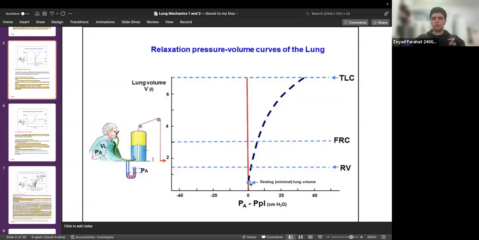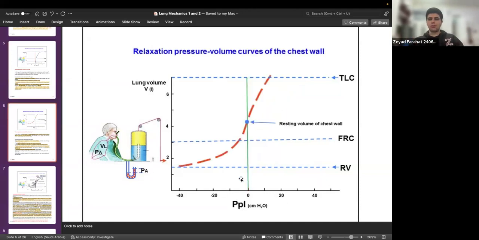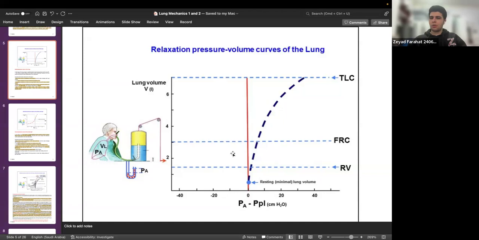So do we really want it to be less than RV? We don't want that. We don't want the lungs to be 100% collapsed. That's not a good thing. So what do we do? We have the chest wall to thank for that, which, what happens here, you can find that it's almost an S curve, not really an S curve. The way I love to memorize this is that they are two halves of an S curve.